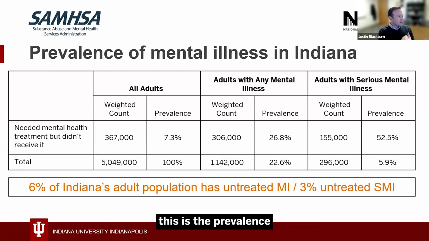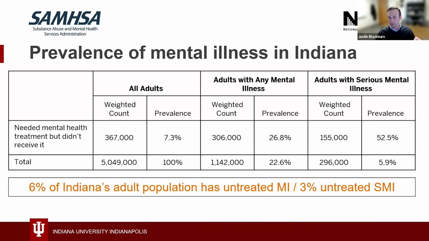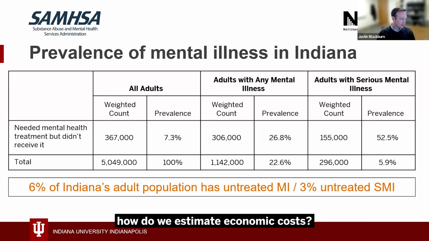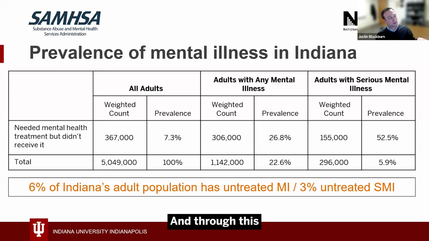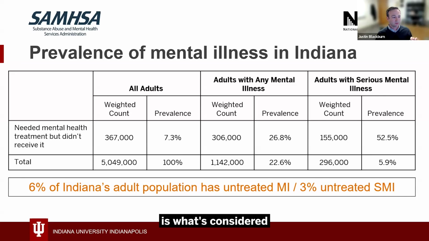So putting this here, this is the prevalence of mental illness in Indiana, but more specifically, this is those who needed treatment but didn't receive it from the survey. So this really is like our denominator, or our ability to say, okay, now that we have a population that we can wrap our head around, how do we estimate economic costs? And through this, we were able to estimate basically 6% of Indiana's adult population has an untreated mental illness, and 3% is what's considered a serious mental illness. And these are SAMHSA definitions.